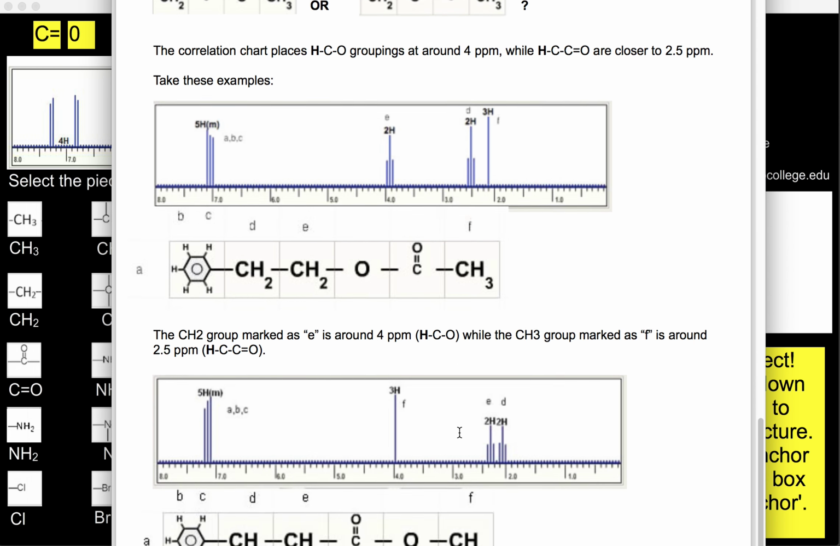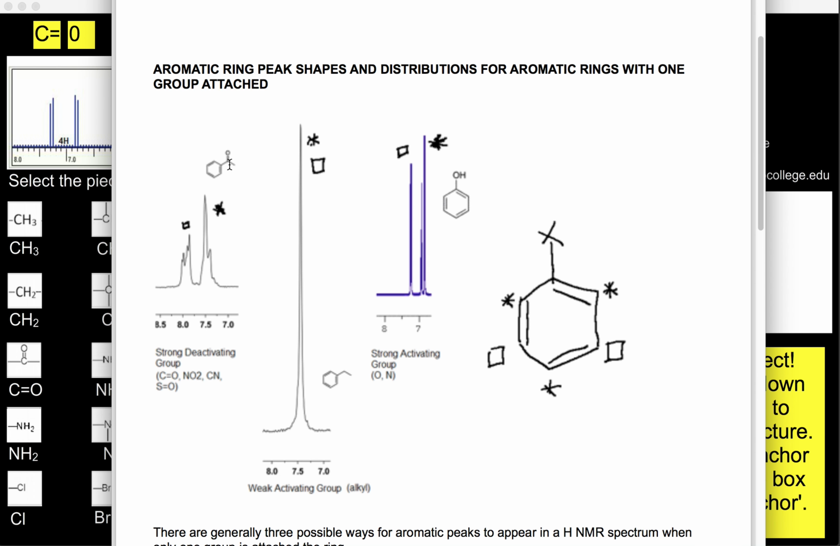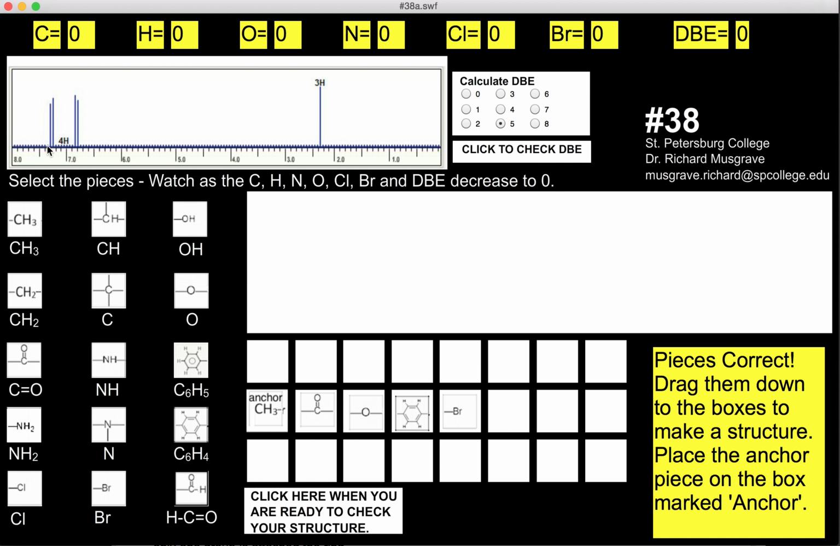If we look at what we have over here, a C double bond O directly connected to the aromatic ring will usually split the ring into two sets of peaks centered at around 7.5 ppm. That's not the case here. The peaks are sort of too far upfield for that to be an occurrence. So I'm more inclined to leave the C double bond O here, place the O here, and put the Br on the end.